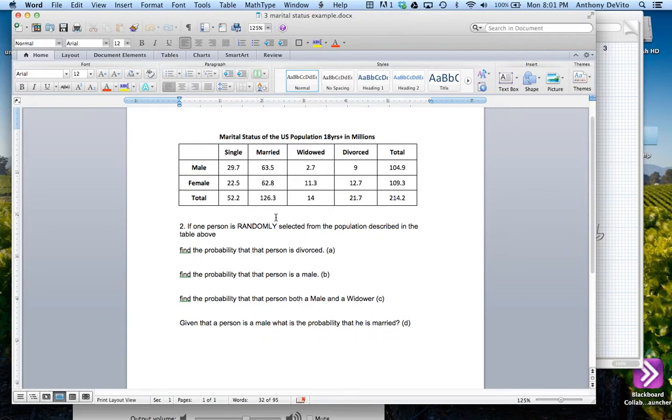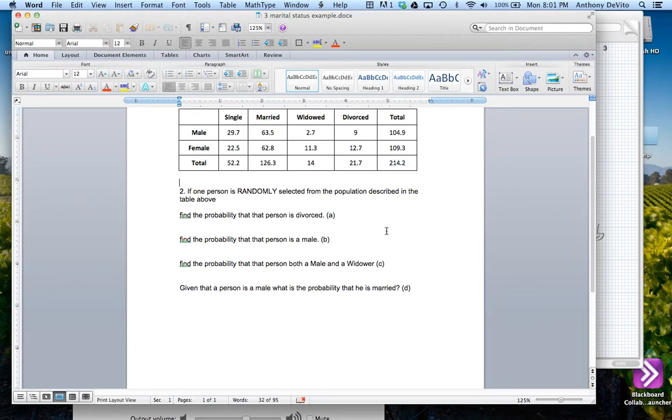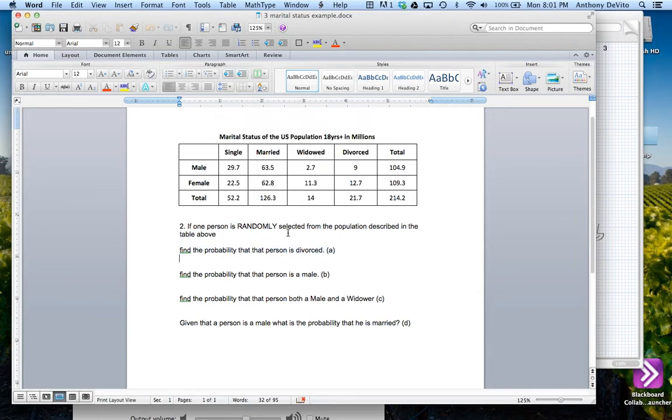Okay, let's say that I ask you, if one person is randomly selected from the population that's described above, the United States population in this particular year, actually this is a population 18 years and older, so the total population might have been like 250 or higher, that might be more recent than I thought. Find the probability, you randomly select one person, what's the probability that that person is divorced? Somebody hazard a guess?